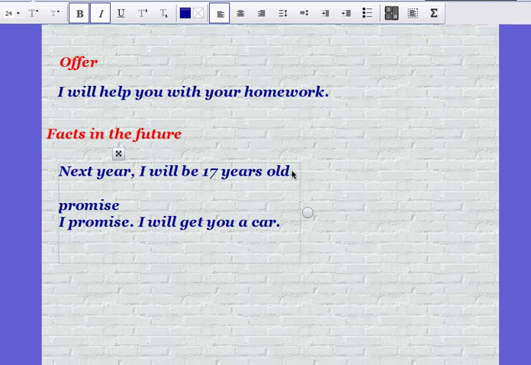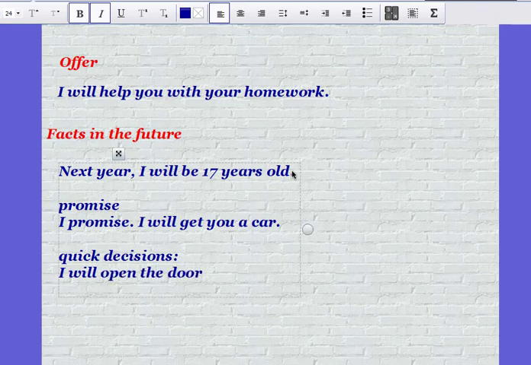And I can also use will to talk about quick decisions. It's like we are sitting now, the doorbell is ringing. Okay, I will open the door. Or I also can use it with the cautions.